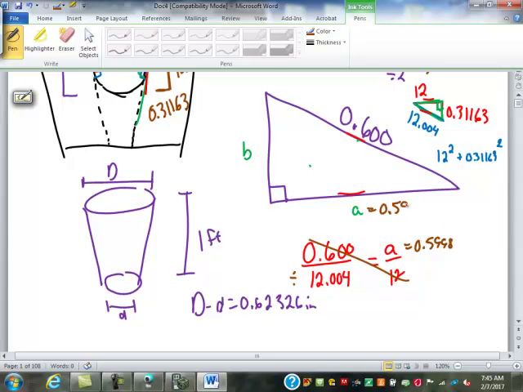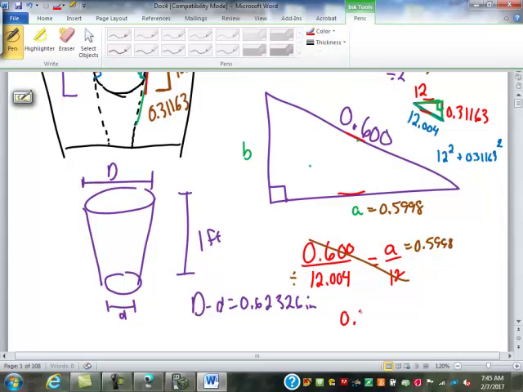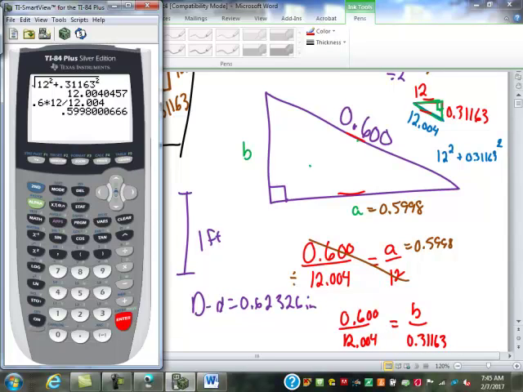This is 0.5998 for A. I'm going to do the exact same thing to find B. 0.6 over 12.004 equals B over 0.31163. 0.6 times 0.31163 divided by 12.004. 0.015576.